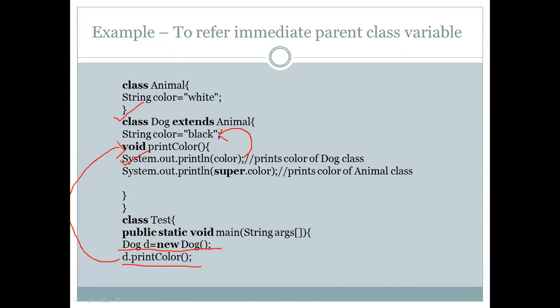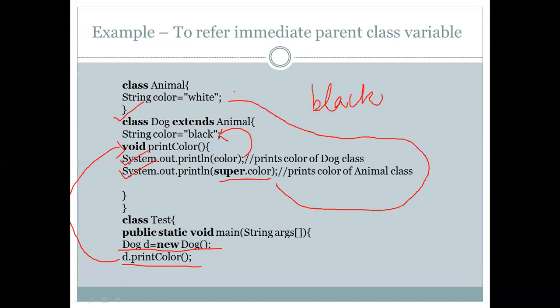Hence, the first println statement will print black. Now, if you look at the second println statement, it says super.color. This is where the color variable of the parent class is invoked. So, when we print it, the next output will be white. The output of this program is black, white. Hope you are able to understand this example.